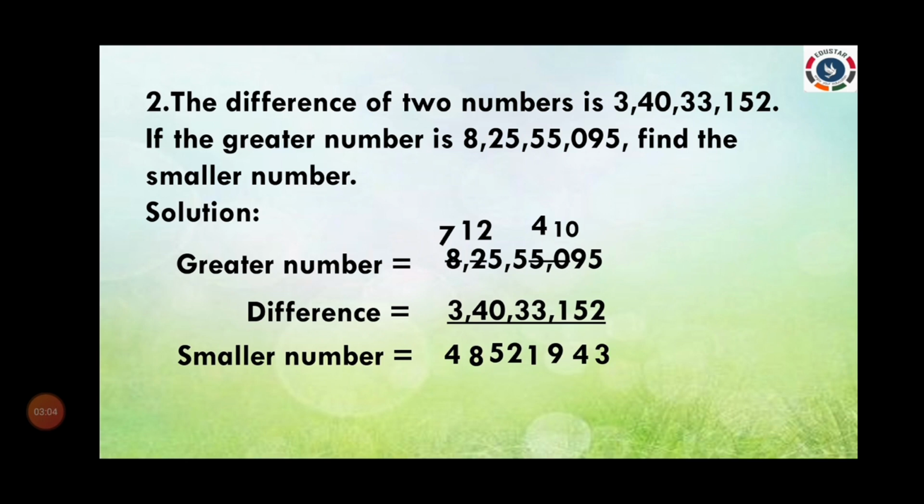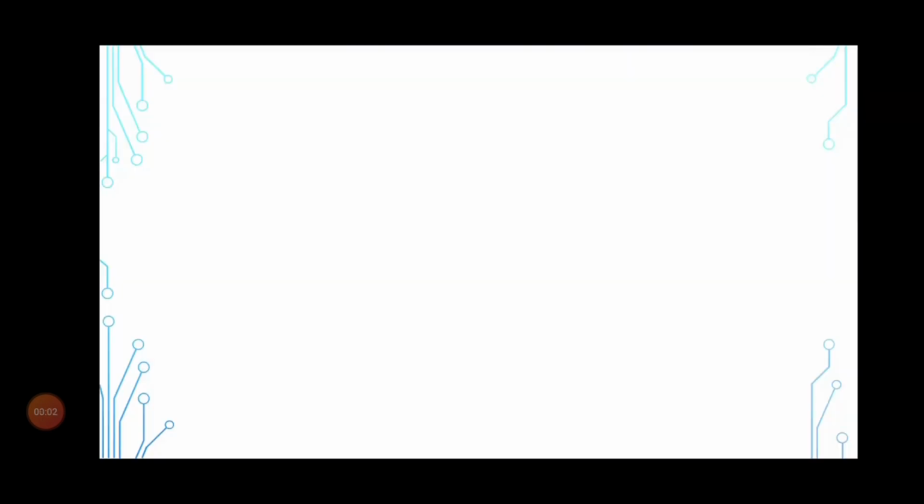Okay. So what is the value of the smaller number? 4 crore 85 lakh 21,943. This is the answer. We understood how to do the word problem in subtraction. I hope you all understood, isn't it?